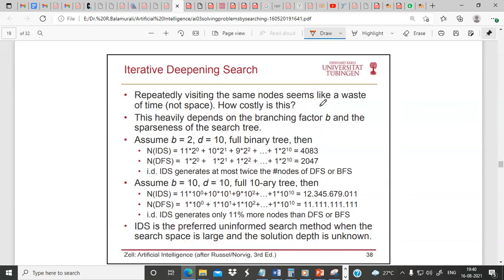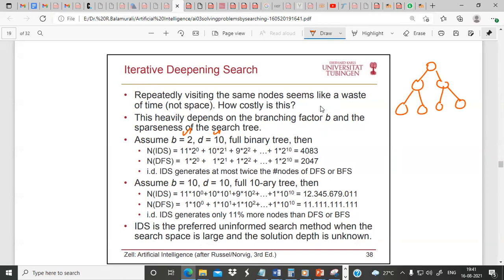So let us assume a tree with a branching factor of 2 and a depth of 10. Consider it to be a full binary tree, that is, every node has 2 children. The branching factor is 2, so it's a binary tree, and the depth is 10.